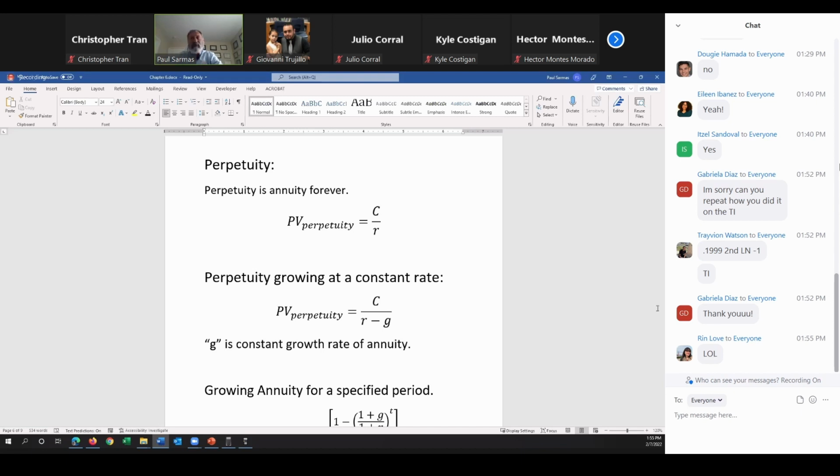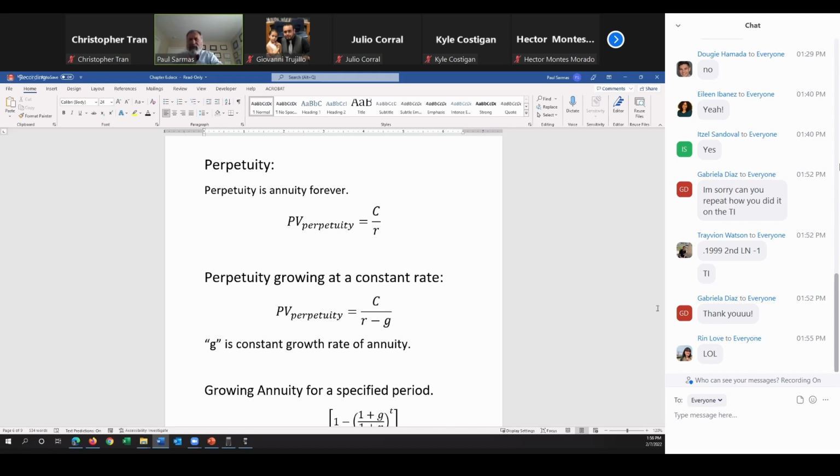So what am I talking about? With perpetuity, you can only do present value. You can only calculate present value as far as perpetuity is concerned. And the formula is you take annuity, C, divided by R, the interest rate, and that gives you the present value. Very simple, very easy, to the point.